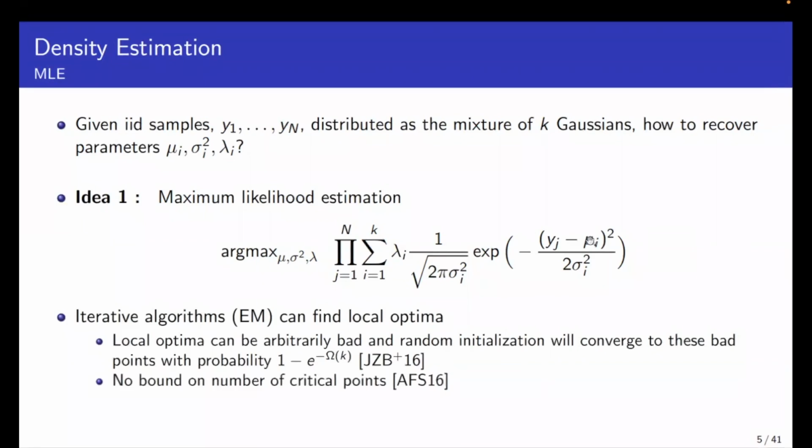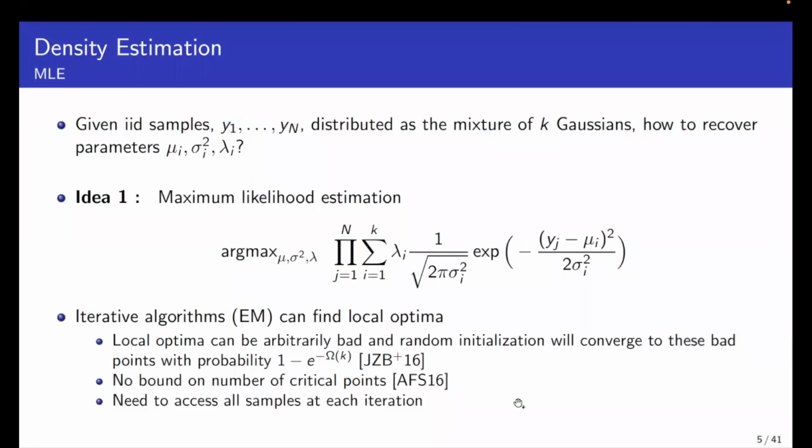In addition, it's been shown that there's no sample size independent bound on the number of critical points. So what this means is, in some of these optimization problems, if there's only a small number of critical points, maybe you can find them all, enumerate them all, and then select the best one. But unfortunately, that is not the case with this problem.